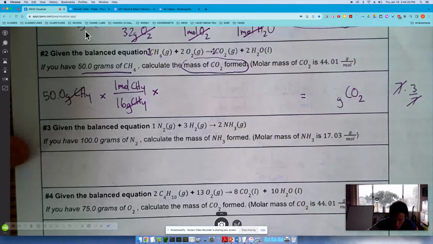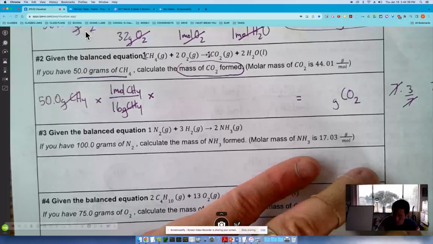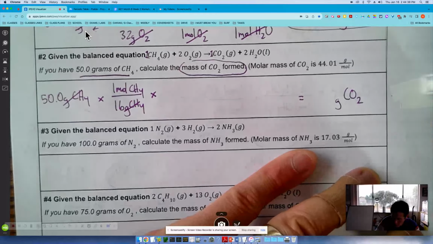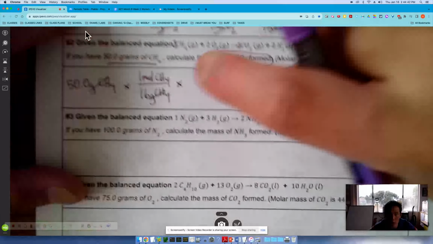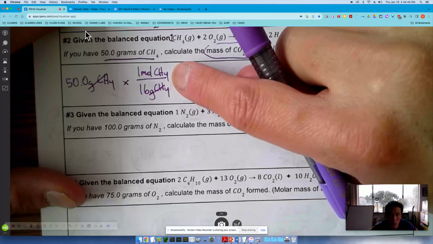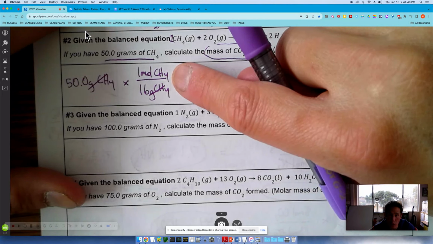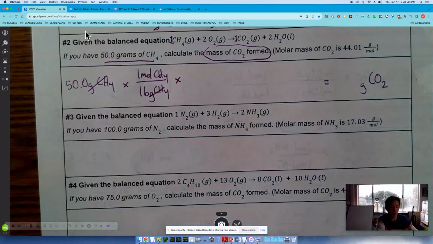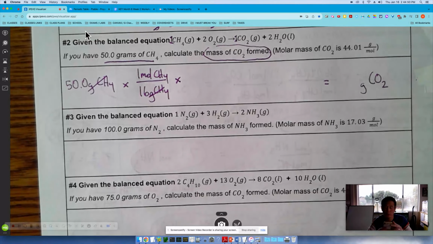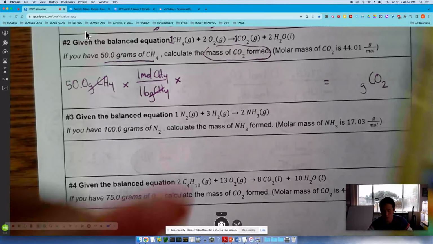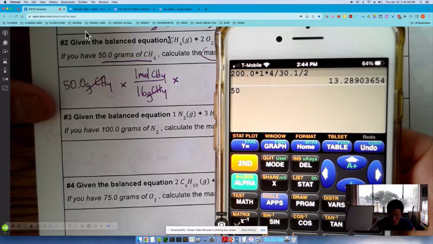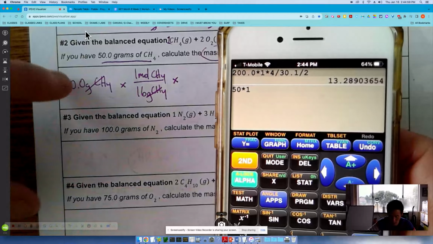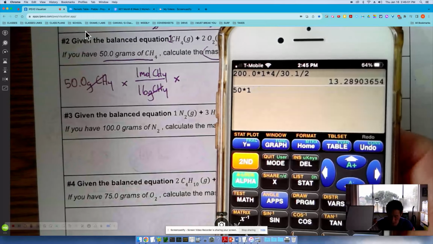Okay, if I stopped right there, by the way, I just want to erase that on the side. If I stopped right there, my answer would be in moles of CH4, okay? But I need to keep going, right? So if I stopped right there, it would be 50 times 1. These two numbers multiply and are divided by 16.